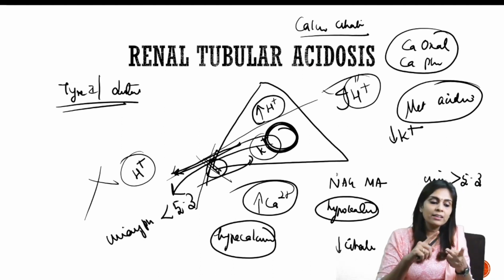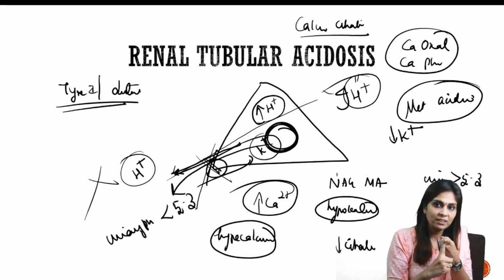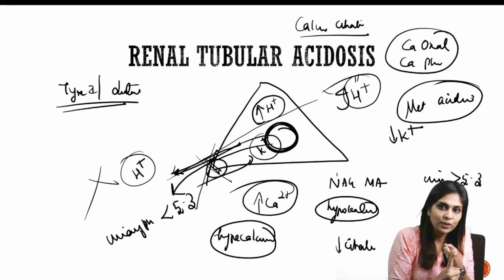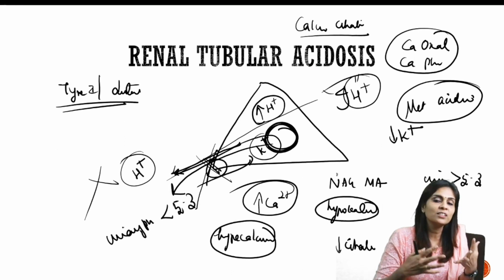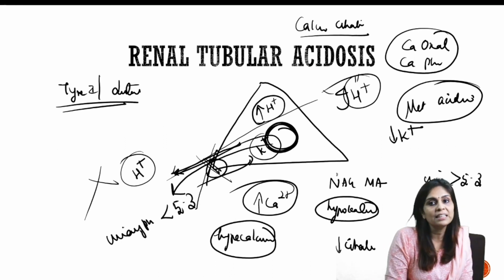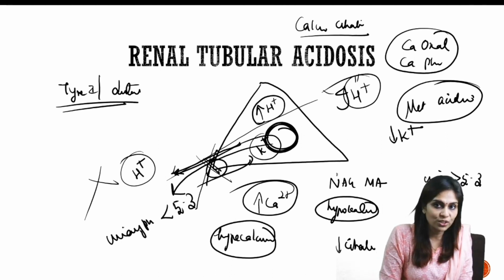So ultimately there are two things that have happened here. One is hypercalciuria, increased calcium found in the urine. The other one is hypocitraturia. So the high calcium found in urine forms complexes with oxalate and phosphate, forming calcium oxalate and calcium phosphate stones. That is why there is nephrocalcinosis in distal renal tubular acidosis.